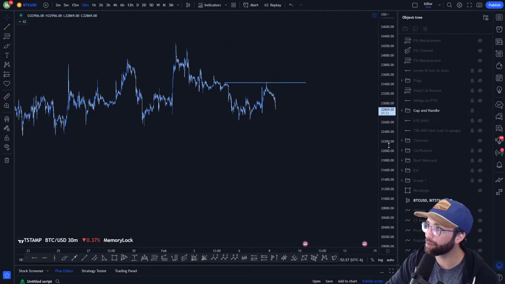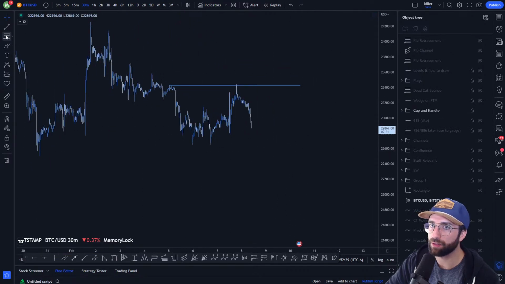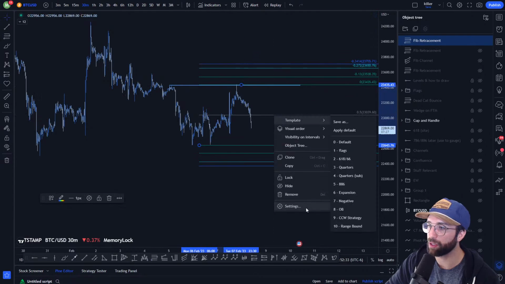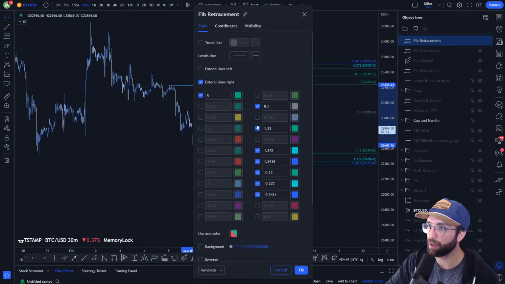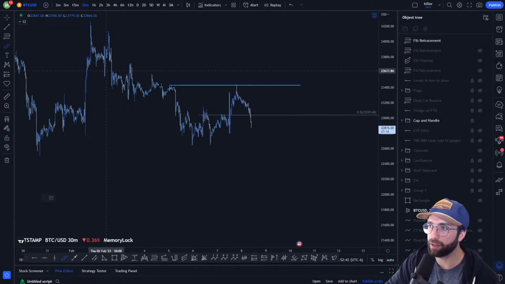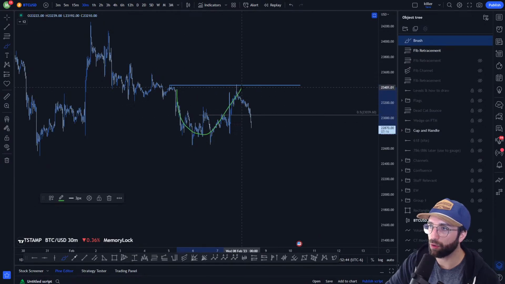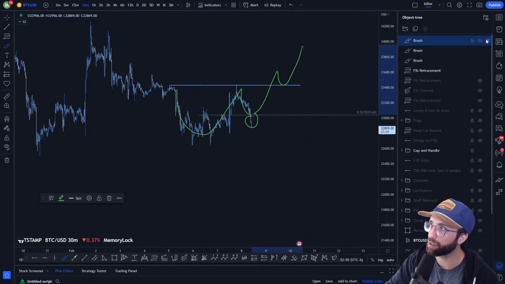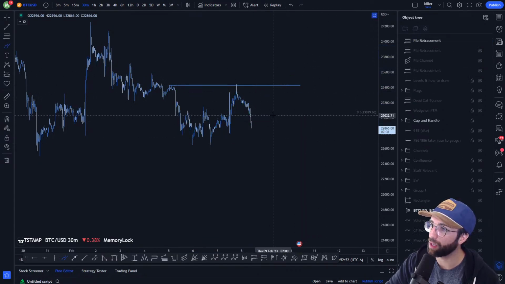Go ahead and hide this. If we want to class this as a proper cup and handle, we would want to see the retracement to the 0.5 level, right? And in this case, we know this is no longer a cup and handle because we broke below the 0.5, right? We would have wanted to see a bounce here and then continuation to the upside. So those are some use cases for the 0.5.